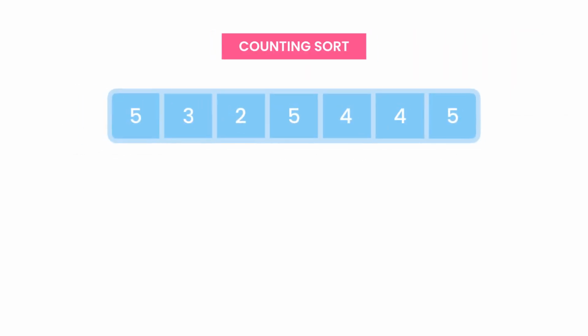For example, if we replace one of the 5s with, let's say, 1 million, our counts array would have 1 million items and most of these would be 0. That would waste a lot of space. So counting sort is suitable for scenarios where most of the values in the range are present.